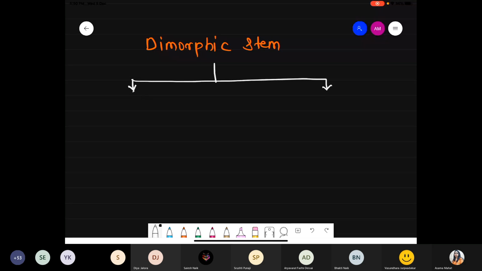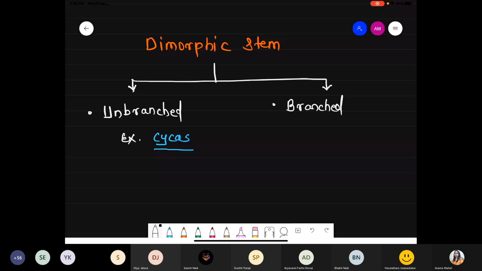Number one, stem is unbranched, branching is absent. That's why we are talking about unbranched. A simple example for the unbranched stem is cycas. Cycas has the unbranched stem condition. While when we compare the second point, stem is branched, and such type of branched stem is present in case of pinus. I think if you remember, we already discussed this point.